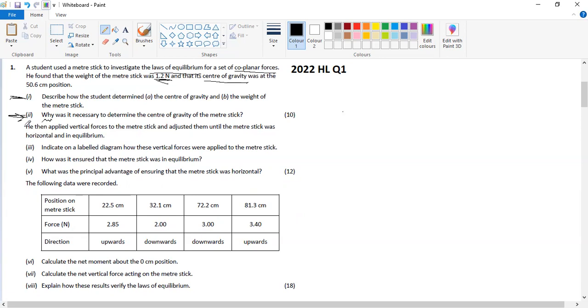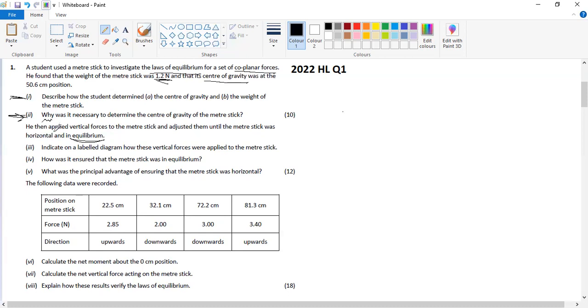And then the student applied vertical forces to the meter stick. So think up and down to the meter stick, and adjusted them until the meter stick was horizontal and in equilibrium. So that was completely flat, parallel with the horizon, and in equilibrium. And equilibrium just means it was stable. There's a question on that as well. So it just means that it wasn't out of balance, basically.